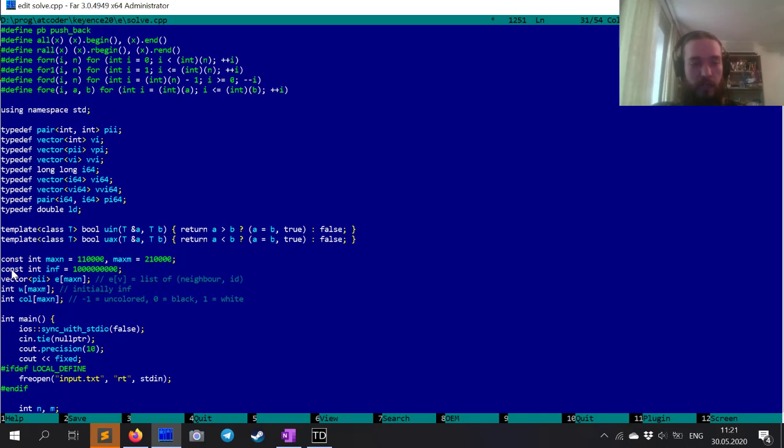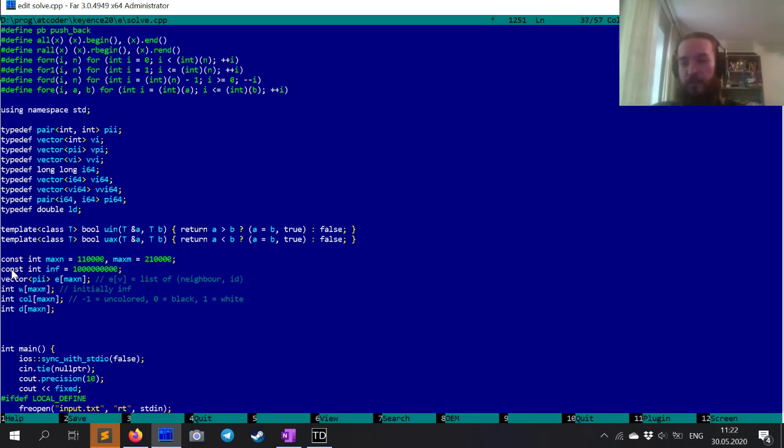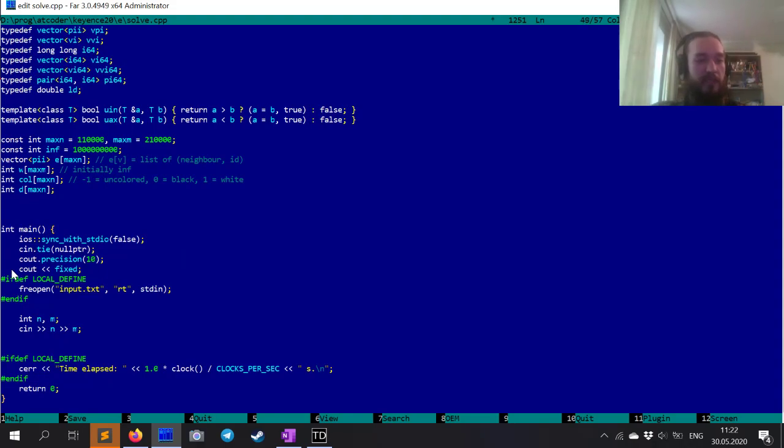I don't think we also need the G's. That's just given to us. Okay, so we do something and then we output the colors and then we output the edges. So that should be quite enough. So let's read the data first.